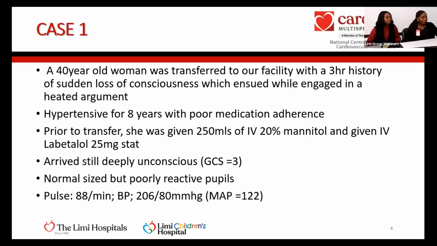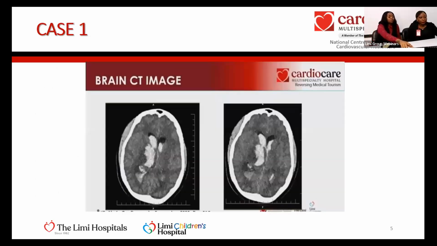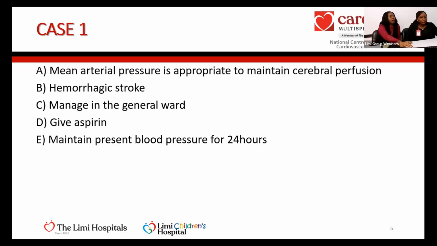She had normal-sized but poorly reactive pupils. Her pulse was 88 beats per minute. BP was 206 over 80 millimeters of mercury. She had an MAP of 122. So the question is, is the mean arterial pressure appropriate to maintain cerebral perfusion? That mean arterial pressure, which was 122, is it appropriate to maintain cerebral perfusion?